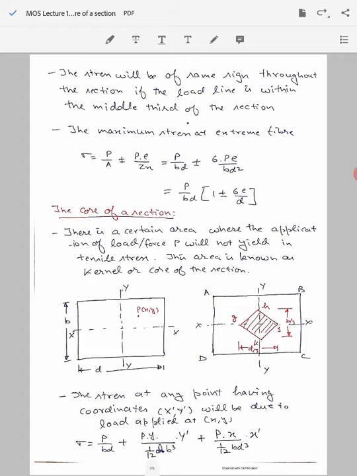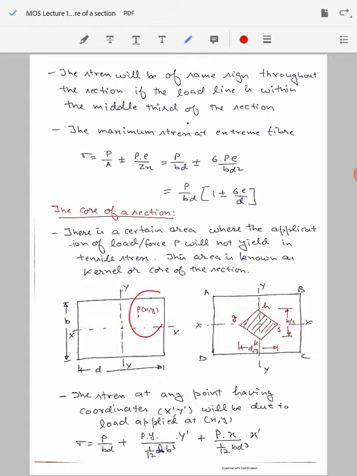So let's find out the core of a section for a rectangular section. What is given here is a rectangular section which has width B and depth D, and these two axes which are the centroidal axes, XX and YY, about the width and the depth. I have shown it here.